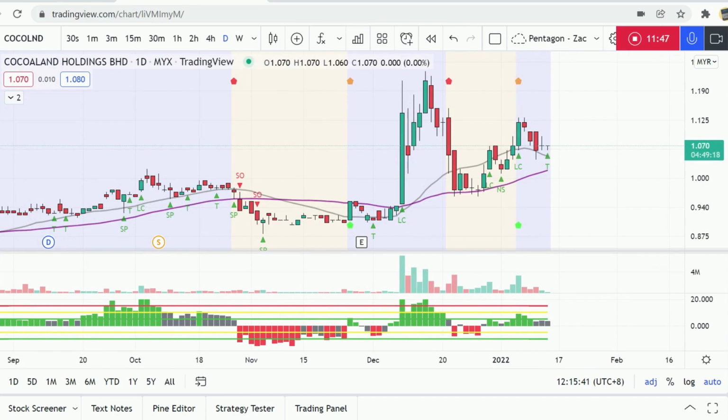Okay, if let's say there's any changes in terms of the chart setups over here, I'll definitely give an updates.